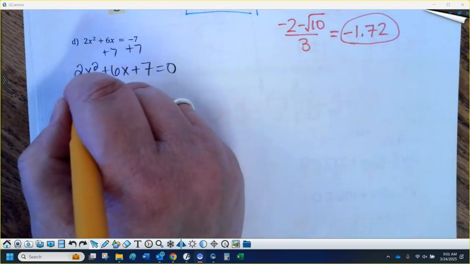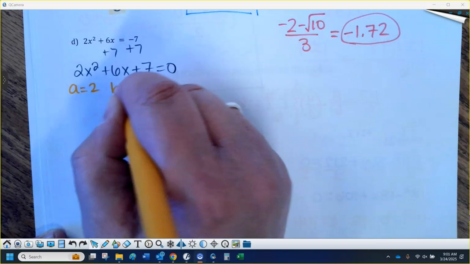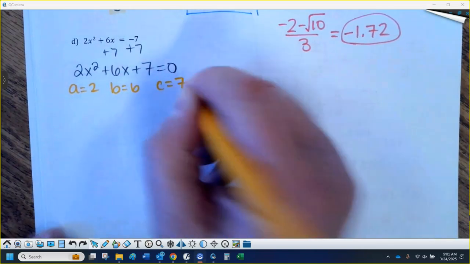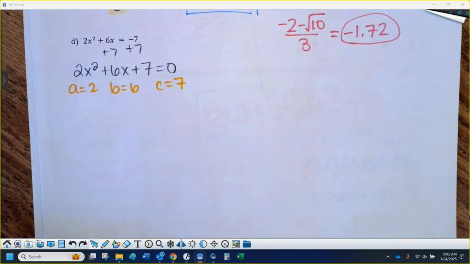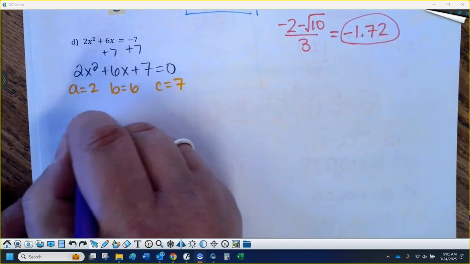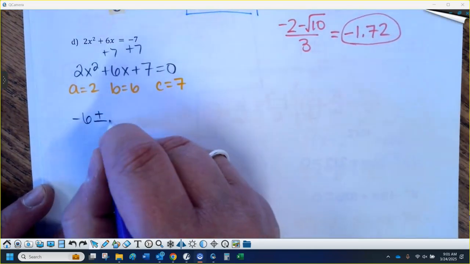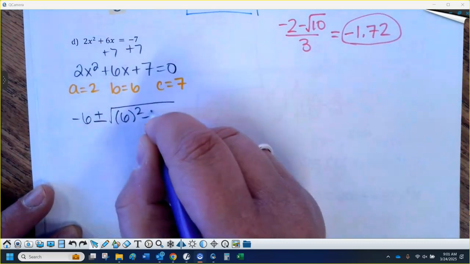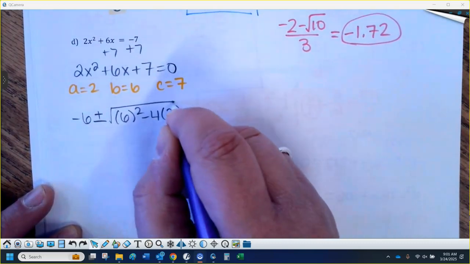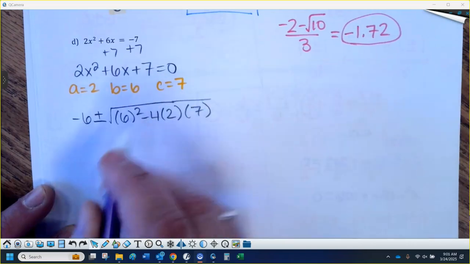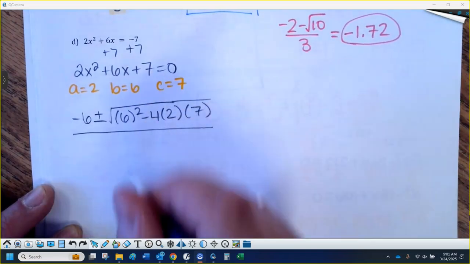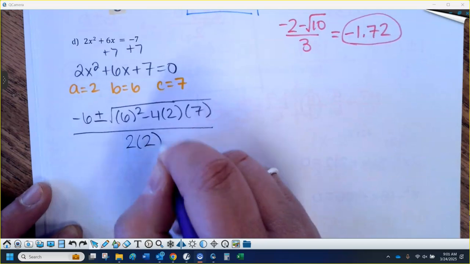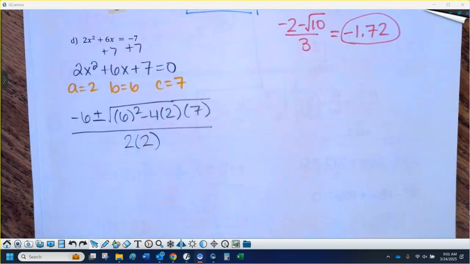So my a, b, and c values, I got a is 2, b is 6, c is 7. So I'm going to do opposite of b, which would be -6 plus or minus square root. B squared would be 6 squared minus 4 times your a value is 2 times your c value is 7. I'm just plugging it into that formula. Everybody over 2a, which would be 2 times 2.